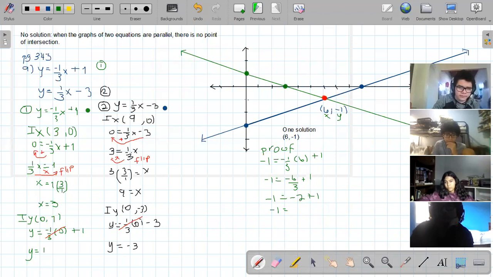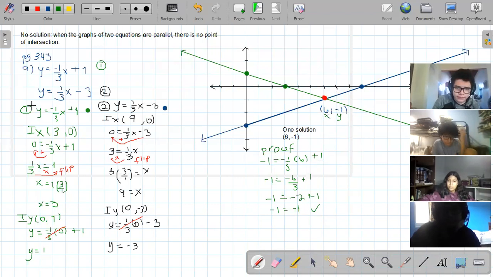-2 plus 1 is -1. Is -1 equal to -1? Yes. So it is true for the first one. It has to be true for both of them. Okay, let's go with the next one.